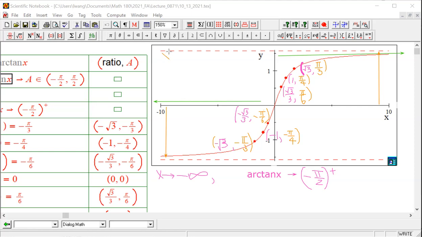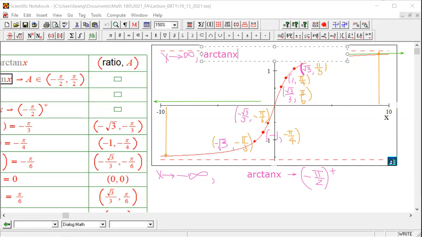When the ratio, okay, ratio, I'm using purple. Okay, when the ratio approaches positive infinity, okay, arctan produces angles. And that approach is what? What does that approach? The approach is pi over 2. Remember that the boundary from above is pi over 2.